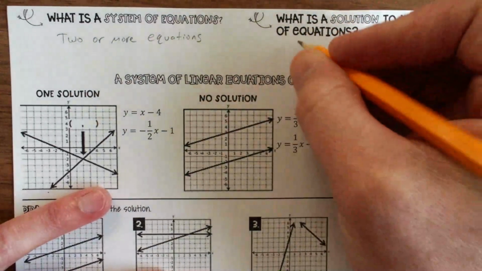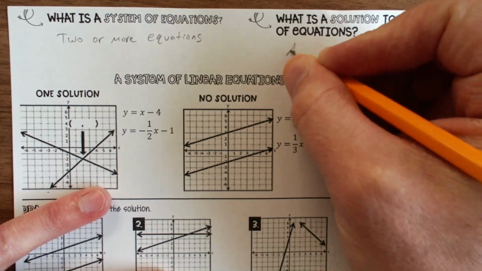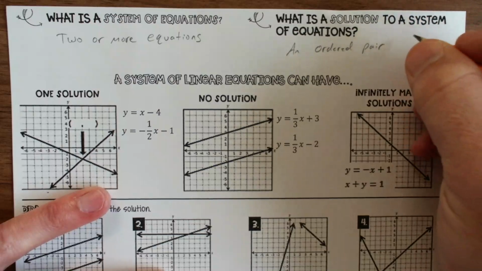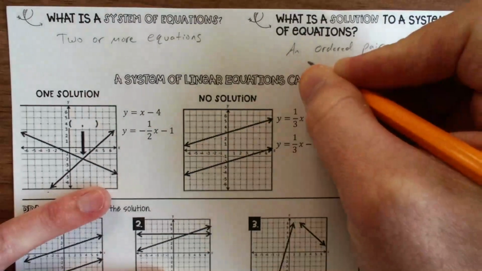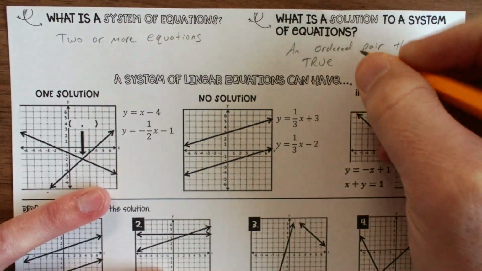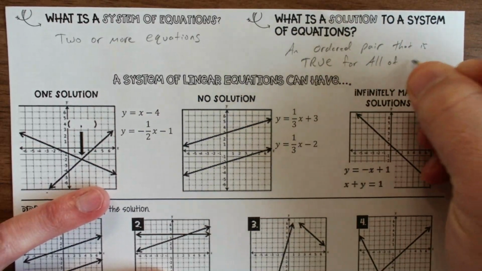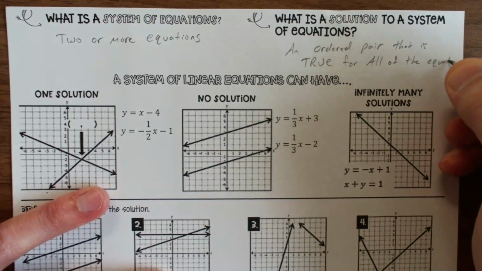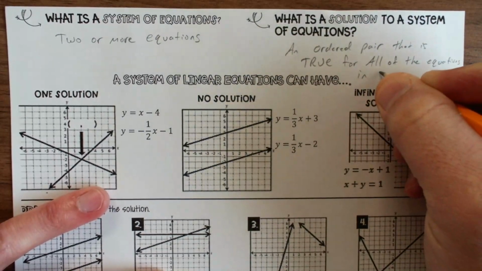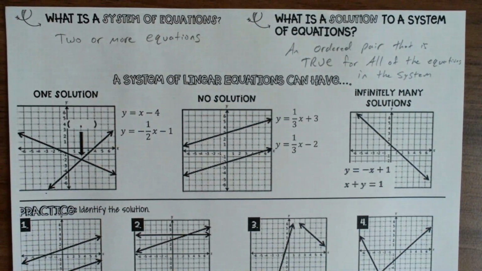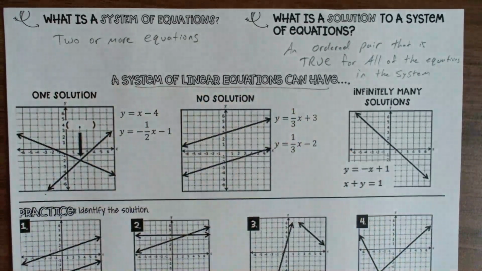What is a solution to the system of equations? The solution for a system of equations is going to be an ordered pair that is true for all of the equations in the system. So if you had multiple equations, three or four, it has to be true for every single equation. Okay. So there are three types of solutions.